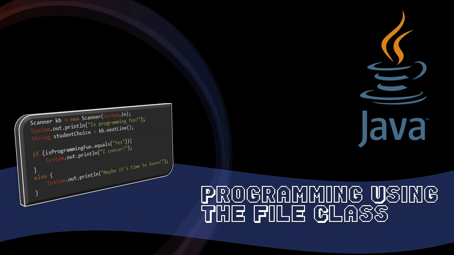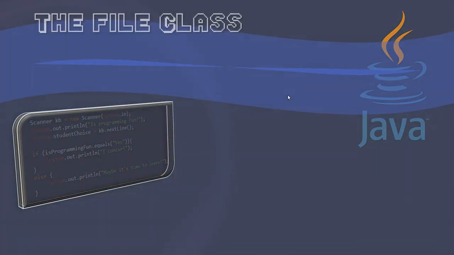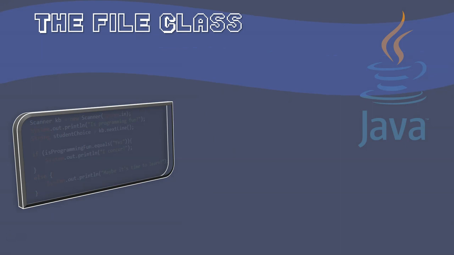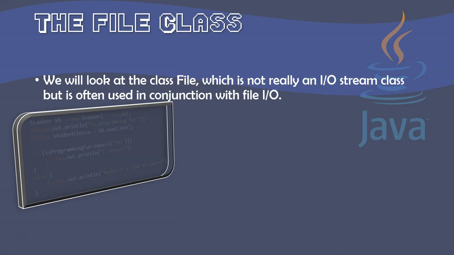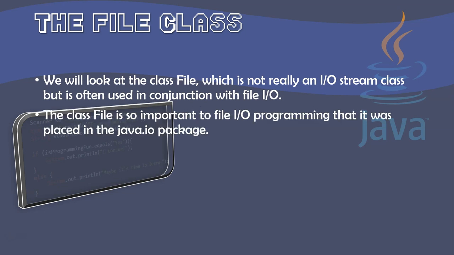And welcome back. As we continue on our journey with file, let's take a look at a special class that exists within Java, which is that of the File class. So what is the File class? Well, when we take a look at this class, you'll notice that it's not really an IOStream class, but we often use it in conjunction with file IO. The class File is actually very important to file IO programming, so much so that it's included in the Java IO package.